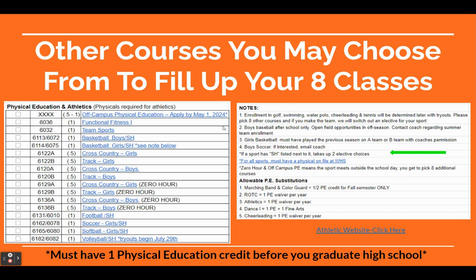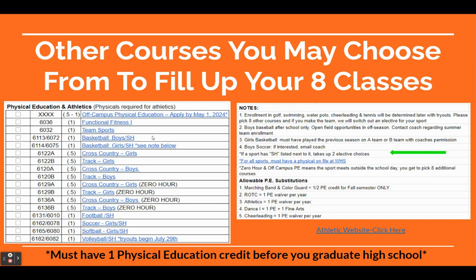Next, we've got boys basketball. You need to already be on the boys basketball team at the middle school in order to sign up. It does take up 2 class periods. You'll see there are 2 course numbers. And what it is, that SH means it takes up a second class. So you're going to go every day to basketball. Girls basketball. You need to be either on the A team or the B team or have coach's permission if you're wanting to join the girls basketball team. It also takes up 2 class spots.